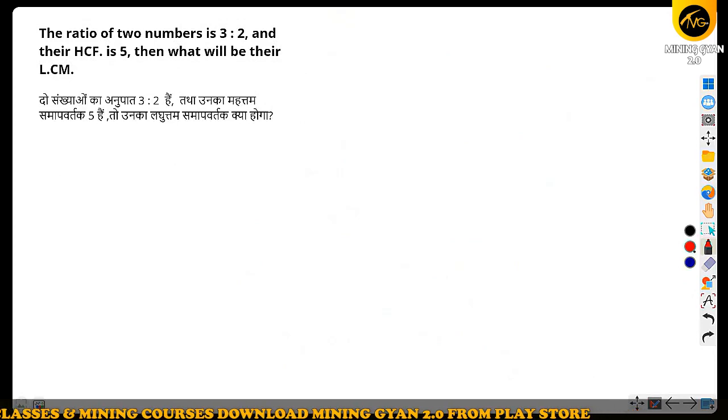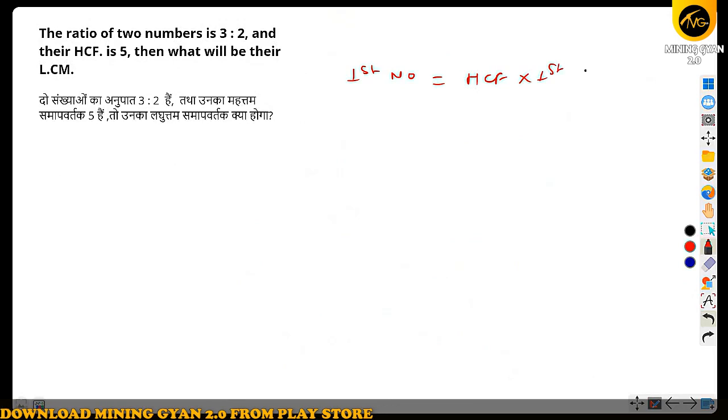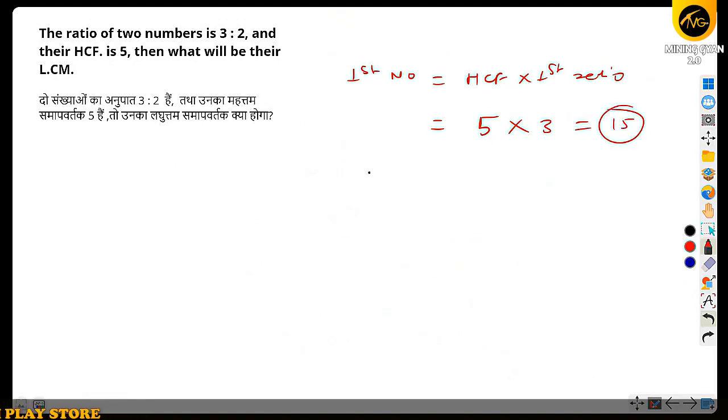So the first number is equal to HCF into first ratio. Now 5 is the HCF in this case, into the first ratio, which is 3. That means the first number is 15. Now the second number is 5 into the second ratio, which is 2. That means the second number is 10. Clear?